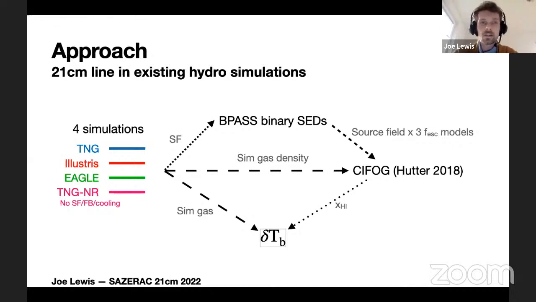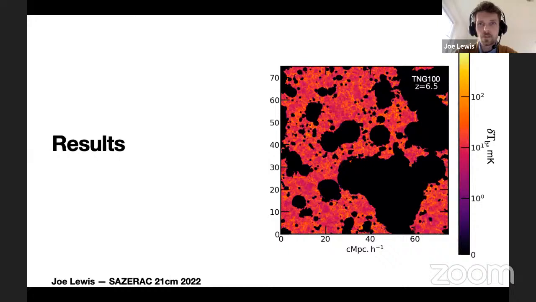This, along with the gas density in the various simulations, I can then plug into a code called SCRIPT, written by Anne Hutter, that uses excursion set formalism to determine the neutral fraction in these simulations for my various assumptions. And so I can then just use that along with the other remaining simulation properties and compute the brightness temperature. So if I can take you swiftly to maybe the interesting part, I'd like to take you on a tour of the various things I've been looking at.